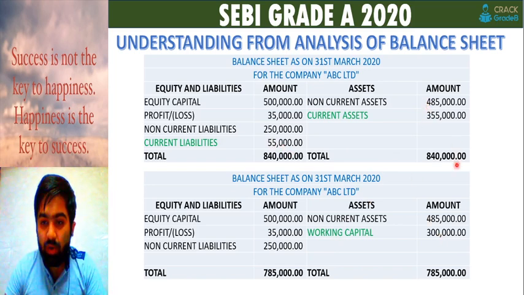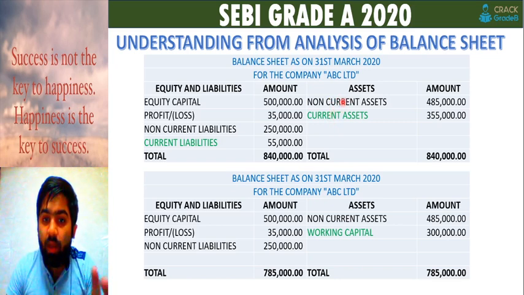See, the balance sheet total is tallied: 8,40,000, 8,40,000, 7,85,000, 7,84,000. So it does not make any difference in the balance sheet, and it is just a way of analysis of the balance sheet. Okay, we need to know how working capital or current assets and current liabilities can change. So it can change due to non-current assets also. How? Current assets can change due to non-current assets also.